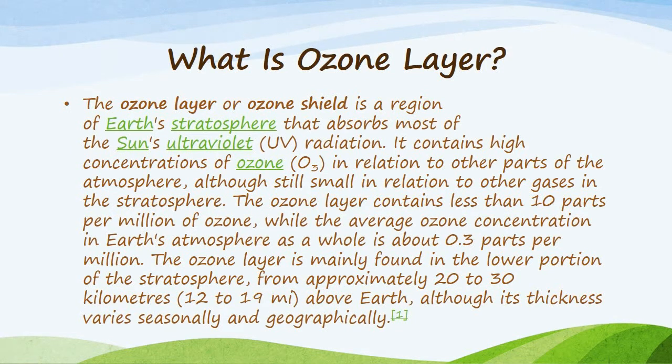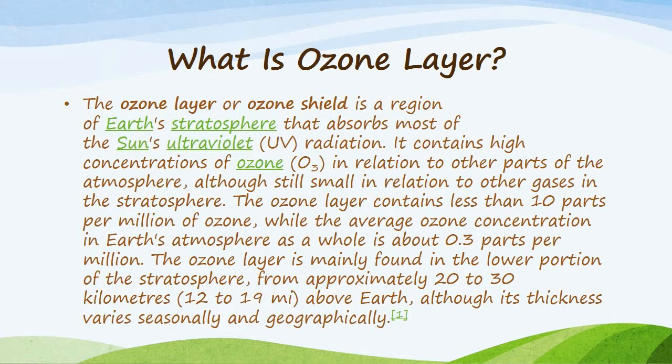What is the ozone layer? The ozone layer, or ozone shield, is a region of Earth's stratosphere that absorbs most of the sun's ultraviolet (UV) radiation. It contains high concentrations of ozone (O3) in relation to other parts of the atmosphere, although still small in relation to other gases in the stratosphere. The ozone layer contains less than 10 parts per million of ozone, while the average ozone concentration in Earth's atmosphere as a whole is about 0.3 parts per million.